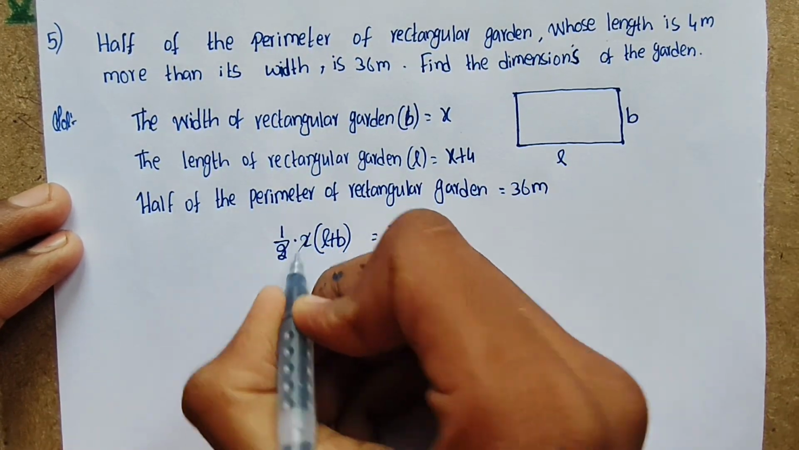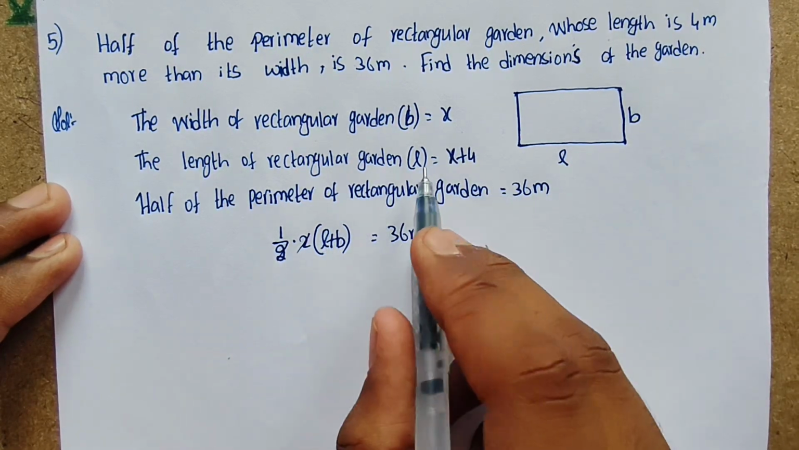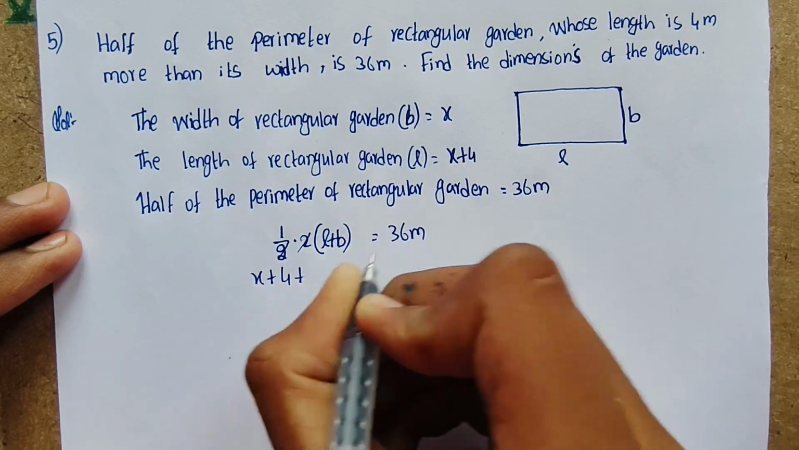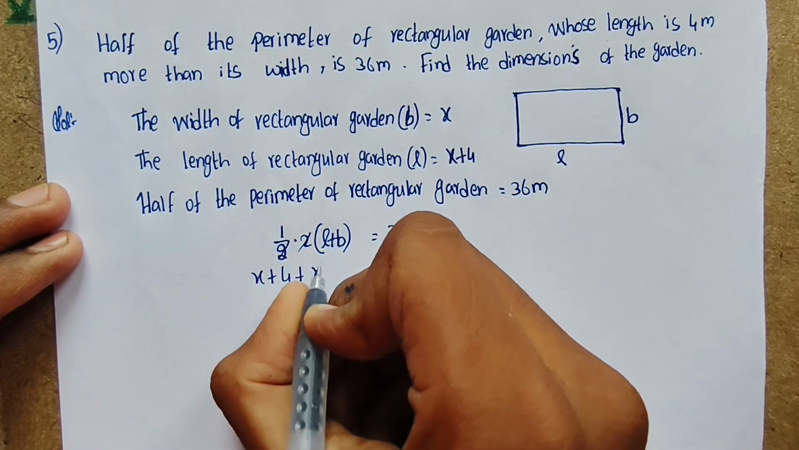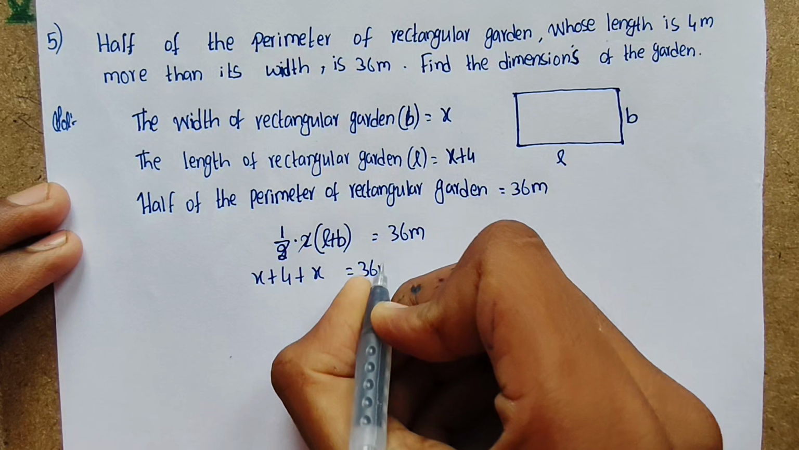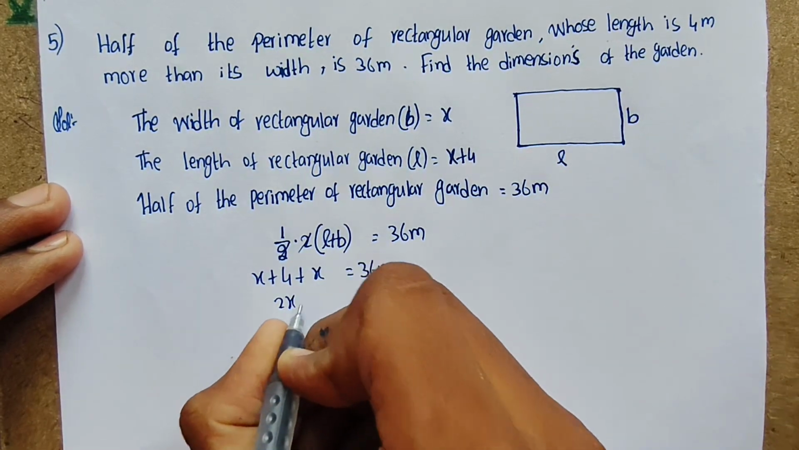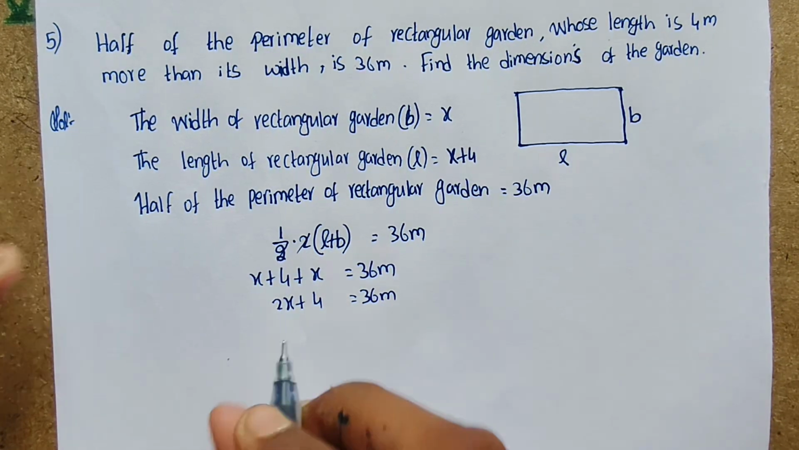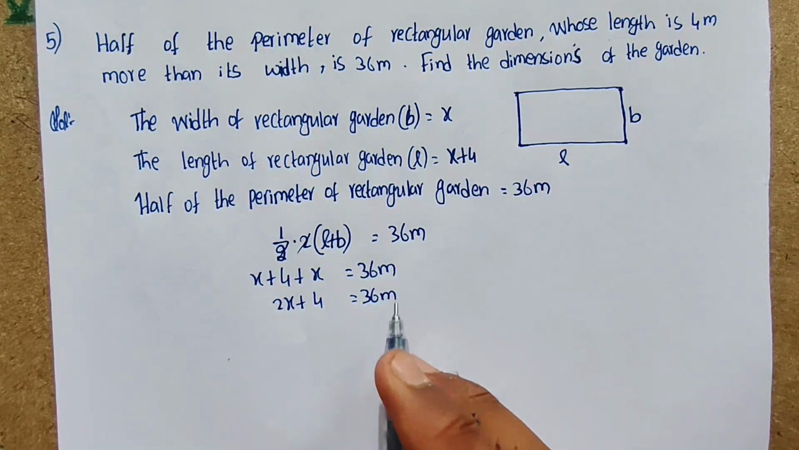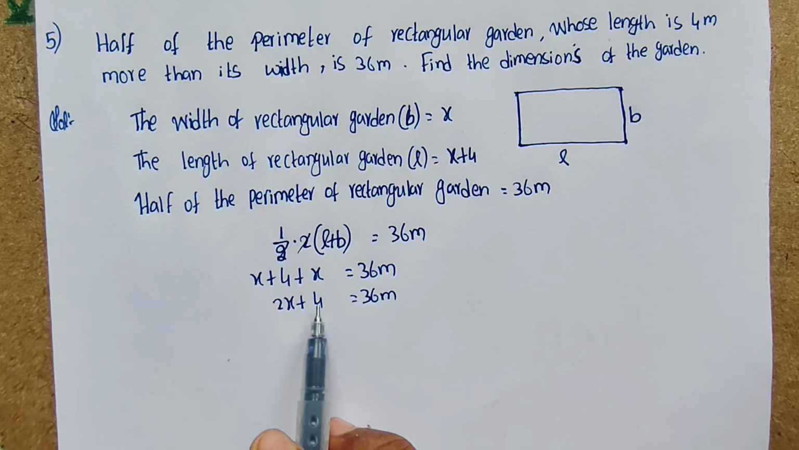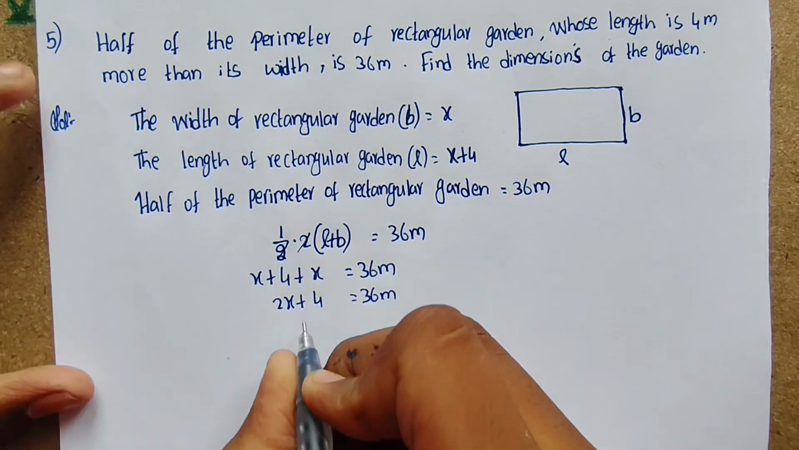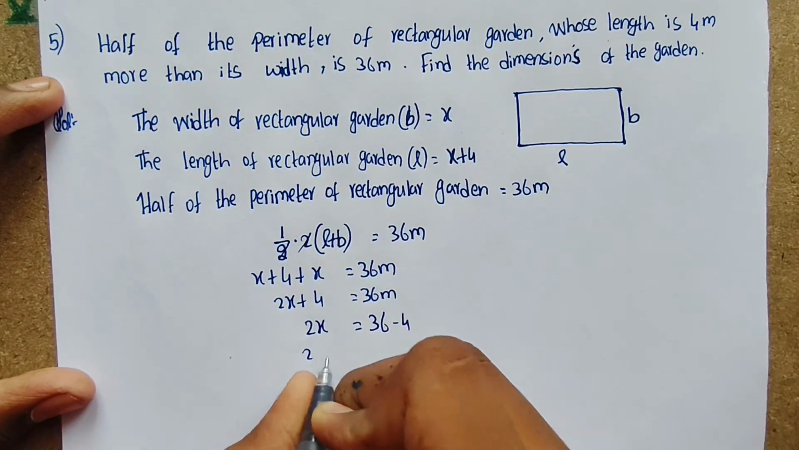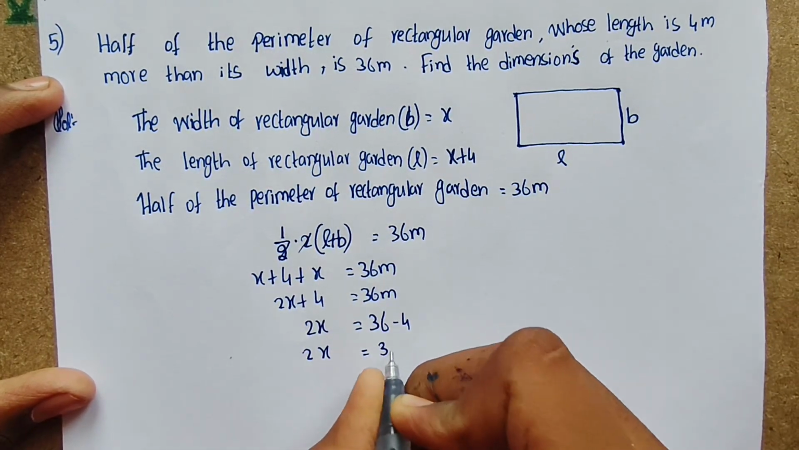Here the 2 and 2 get cancelled, leaving L plus B. What is the value of length here? X plus 4. X plus 4 plus breadth, which is X, equals 36 meters. So X plus X, 2X plus 4 equals 36 meters. When 2x plus 4 equals 36, if we transfer plus 4 to the right side, it becomes minus 4. So 2x equals 36 minus 4, which is 32.